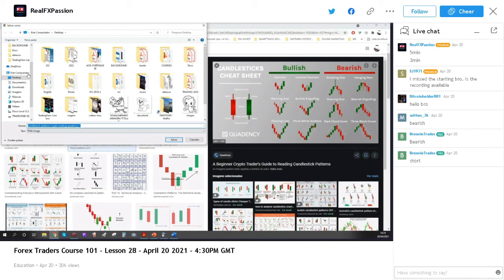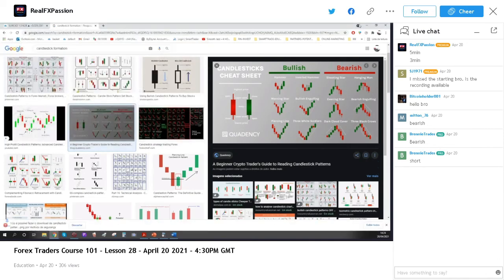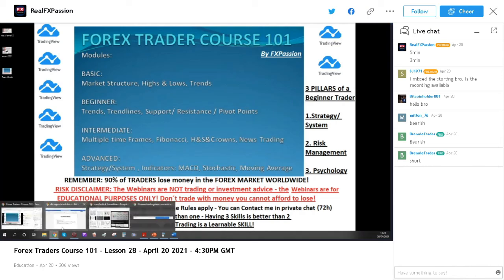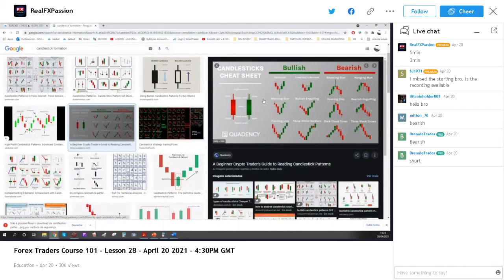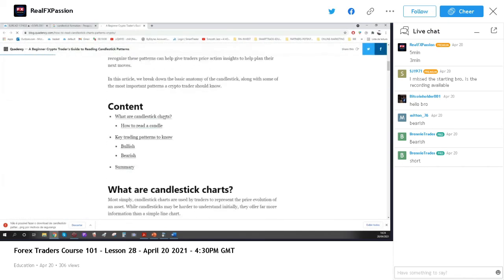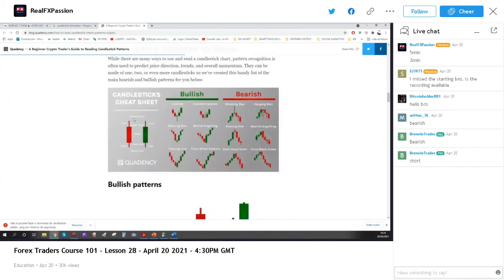Just give me desktop. Just give me a second, everybody. Where is candlestick formations? Just give me a second, everybody. I'm not seeing where it was saved. Candlestick formations. Okay, so one more time, I'm going to save it one more time, or maybe open, right? Let's open the chart. Okay, there you go.